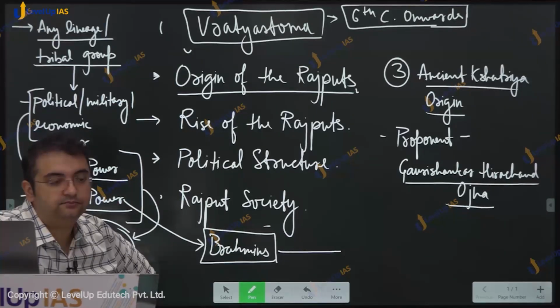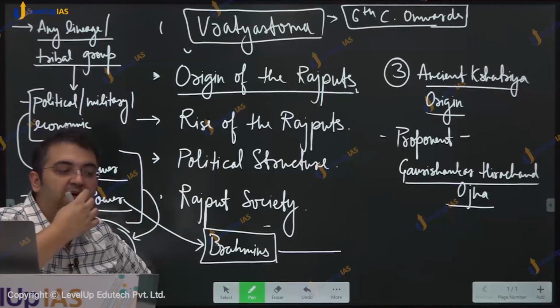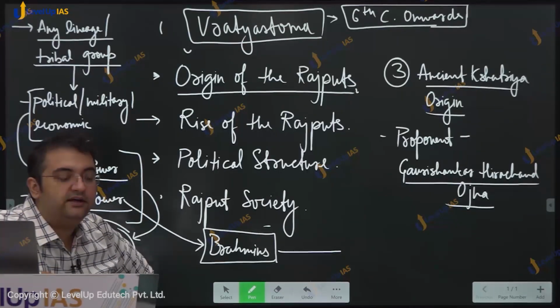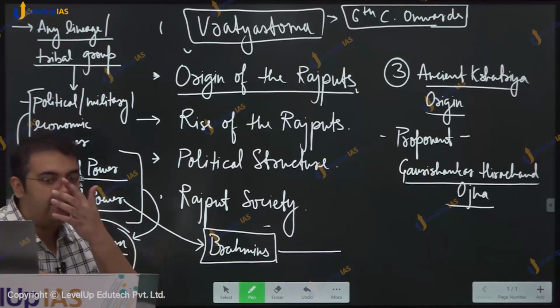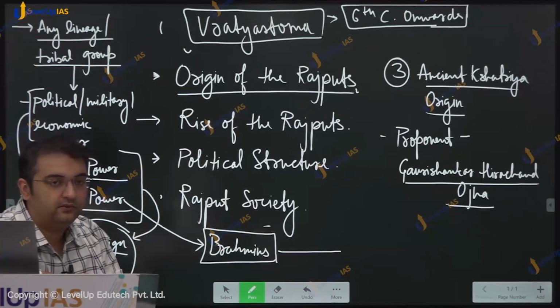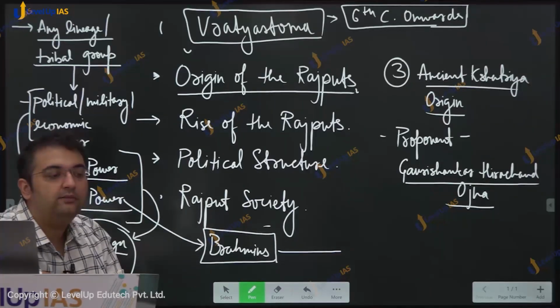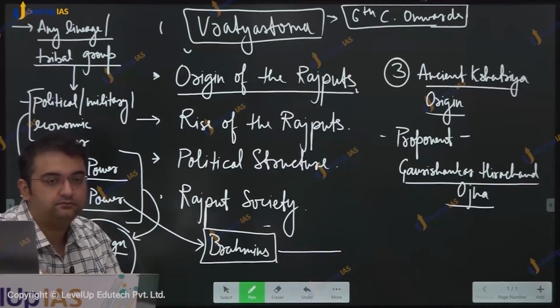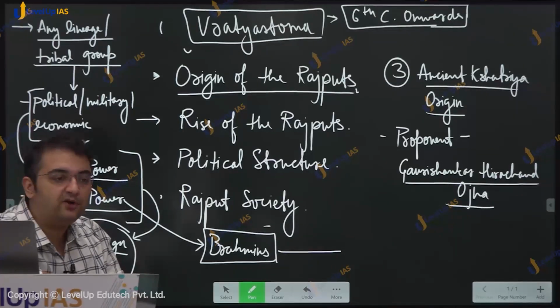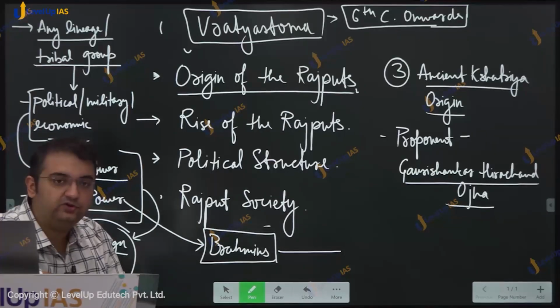Next point. The term Rajputra has also been used by Banbhat. Banbhat, remember? Court historian, court author of Harshvardhan. Been used by Banbhat to denote a high-born Kshatriya. Full stop. Okay? So these are the arguments that G.H. Ojha has used to support his theory.